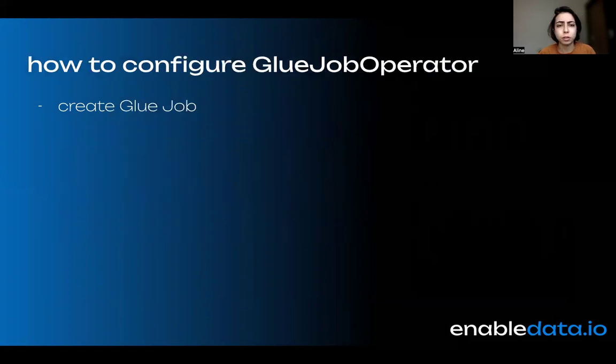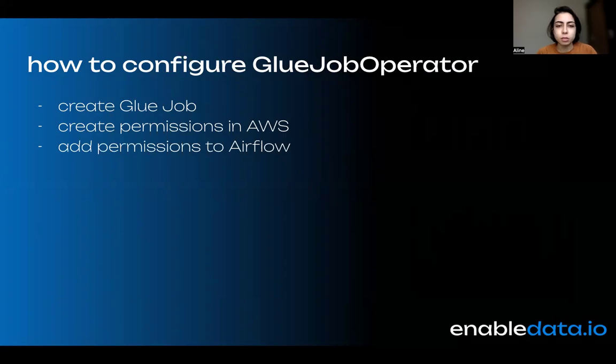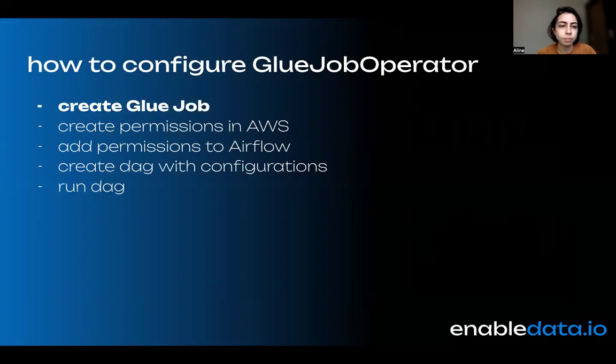So how to configure the glue job operator? We're going to go through some topics to encompass all of that. First of all, you have to create a glue job, and then you have to create the permissions in AWS. This is the trickiest part, and we'll go through it. Add the permissions to Airflow, create the DAG with the configurations, and then actually run the DAG.